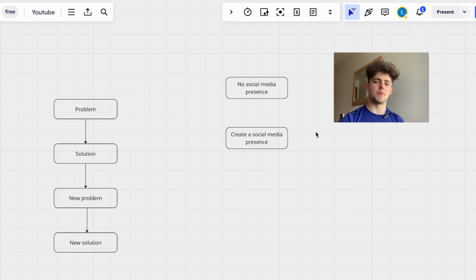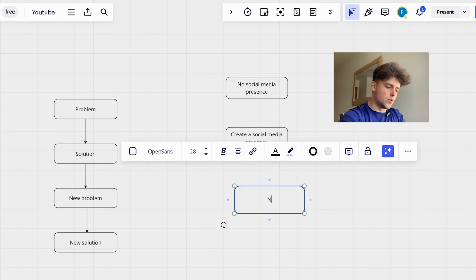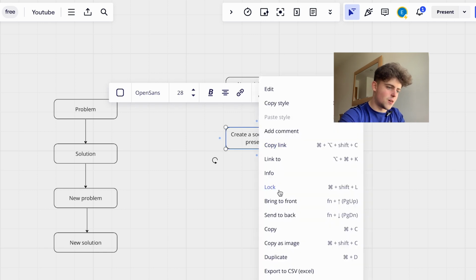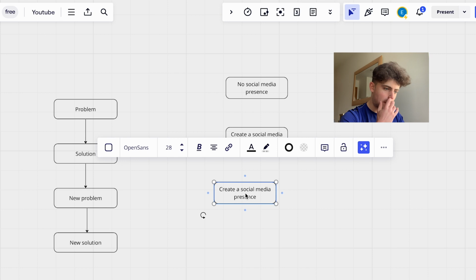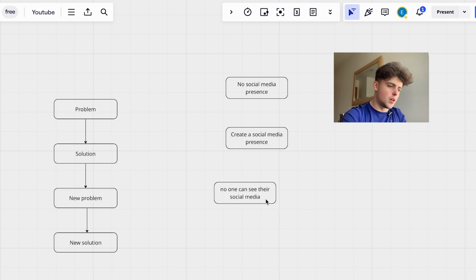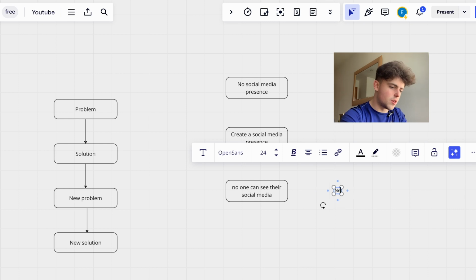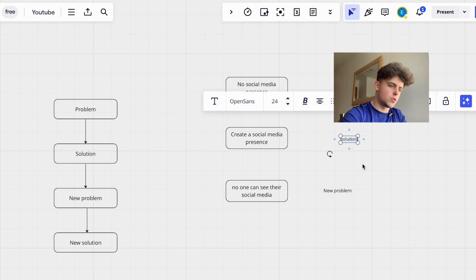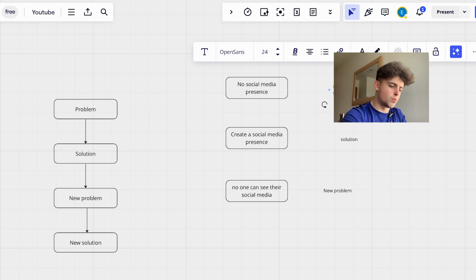The new problem is more than likely going to be, I'll take another box. Actually, I don't like the size of that, so I'm going to do another. No one can see their social media presence is going to be the new problem. And I'm actually going to take a text box for this as well, just so you guys can see this new problem. And then up here there's going to be solution, and up here is going to be problem again.